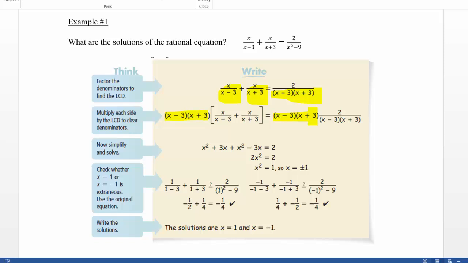Now, here's the problem. If you multiply both sides of an equation in algebra by an algebraic expression, you then introduce the idea of an extraneous solution. So whenever we do this in rational equations, we have to check for extraneous solutions on the back end. And you can see in example number 1 that we check both of the solutions plus and minus 1 for extraneous solutions, and they both work out. So be sure to always check for extraneous solutions.